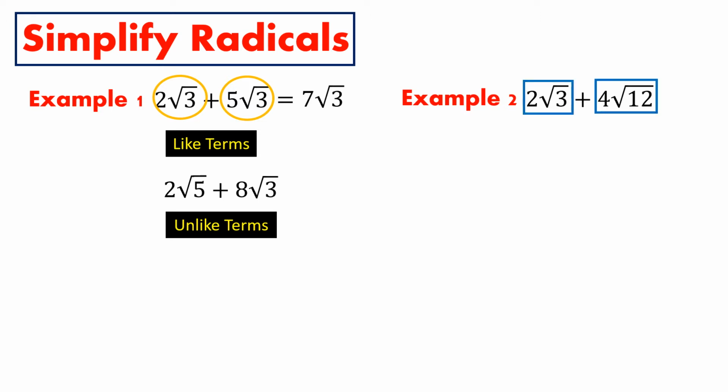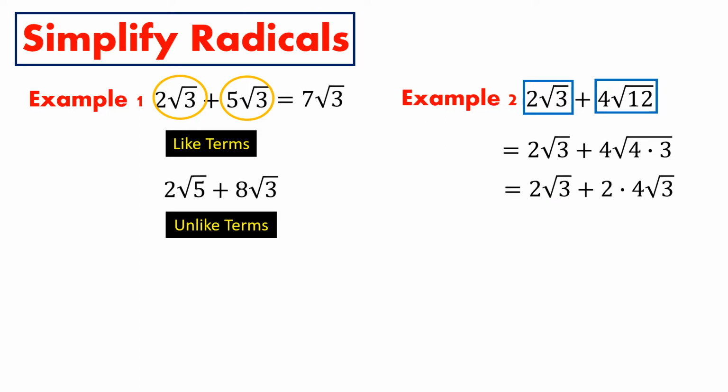At first, 2 square root of 3 and 4 square root of 12 do not look to be the same. However, square root of 12 is not in simplest form. We rewrite the expression as follows. What we have done is only to factor 12 as 4 times 3. Note that one of the factors is a perfect square, so we end up with this expression, which is also equivalent to this.